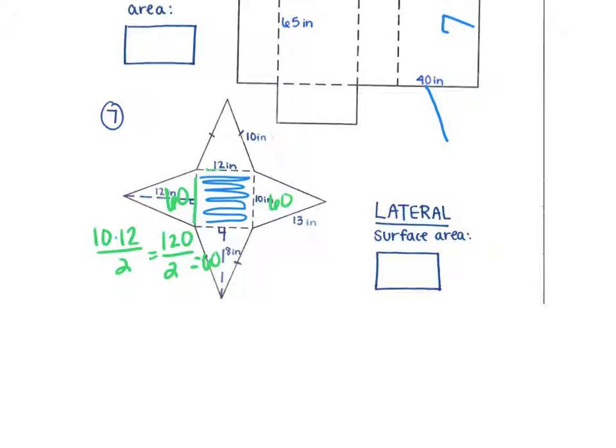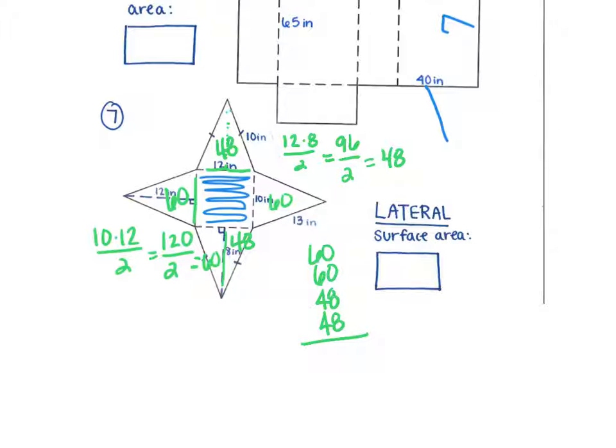And then right here we have a 12 by 8, because look, this side is 8 over here. So you would have 12 times 8 divided by 2. 12 times 8 is 96. 96 divided by 2 is 48. So this would be 48, and this would be 48. So for my lateral surface area, I would add 60, 60, 48, 48.